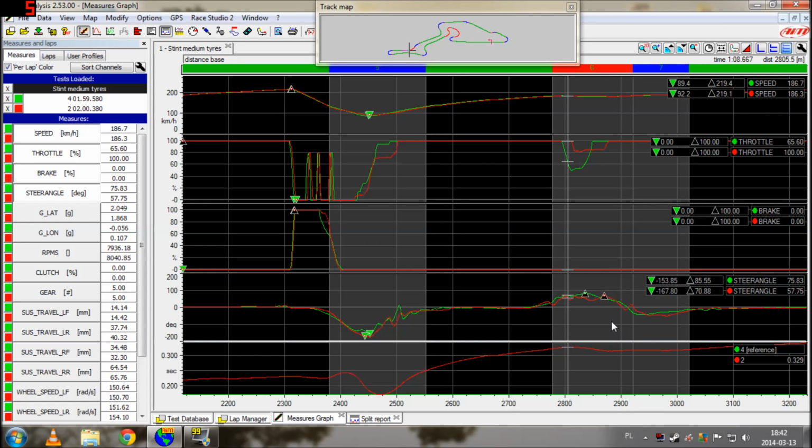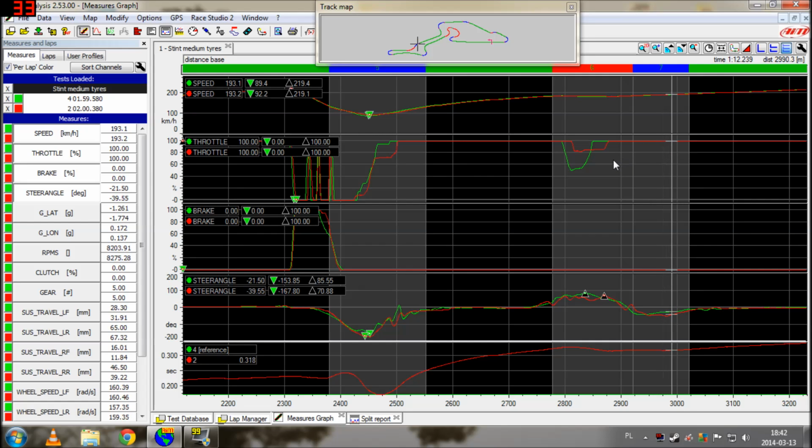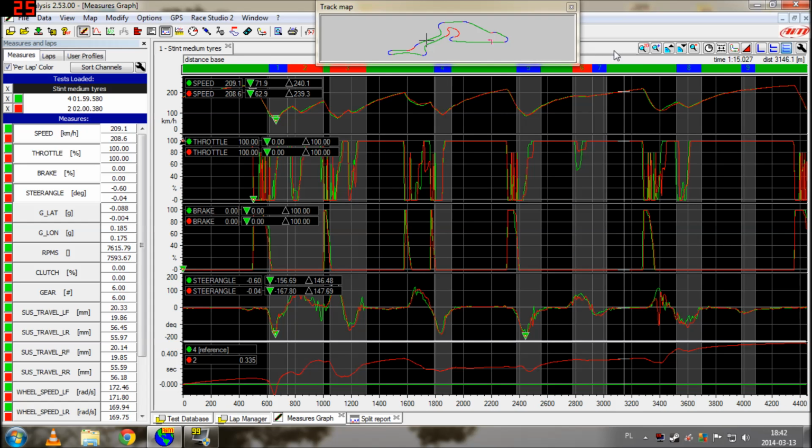Okay, and now we are approaching this very quick left-right chicane. What happens here? I released the throttle more on the quicker lap, so the gap went slightly down, but it's a very fast corner, so the difference in gap isn't that huge. Okay, we are exiting the fast chicane here, and we finish the second sector.